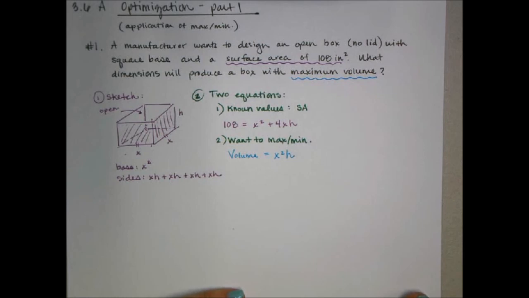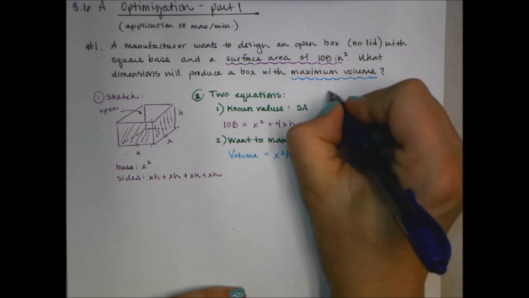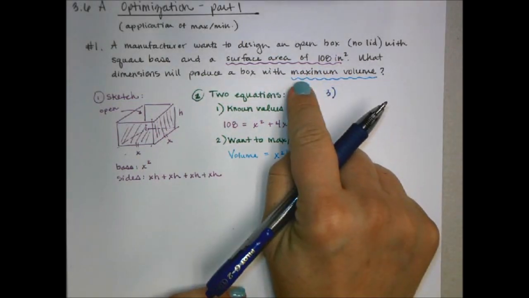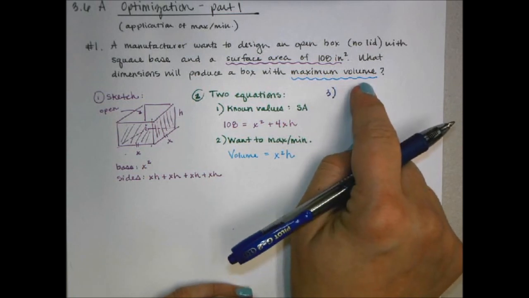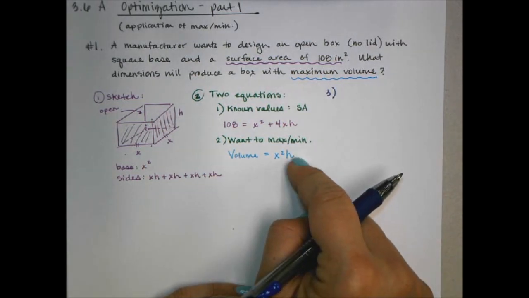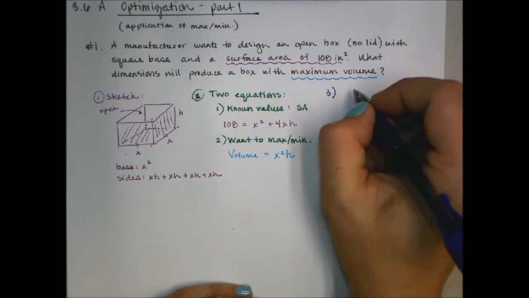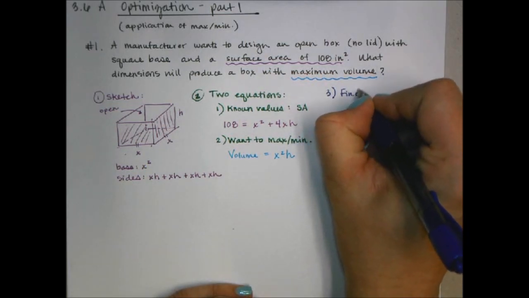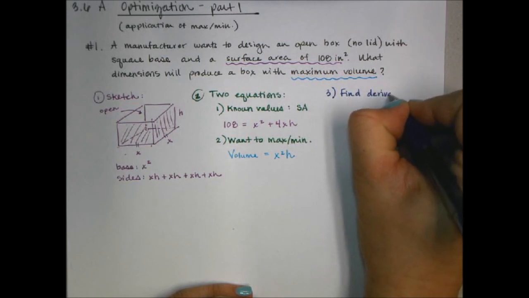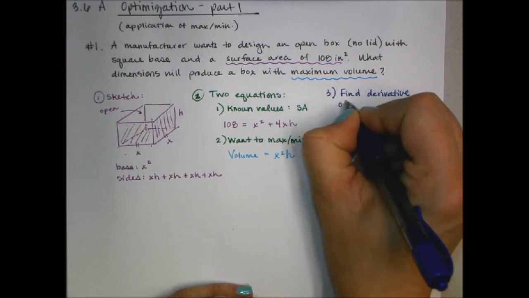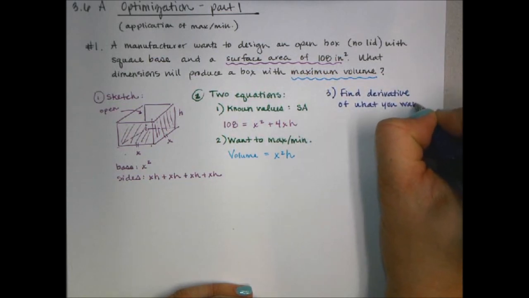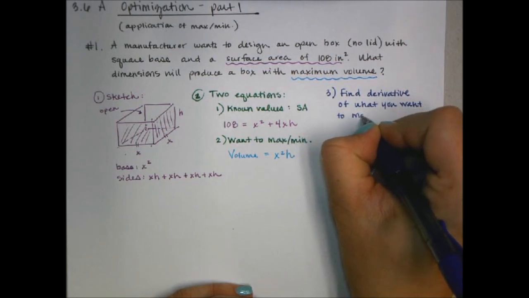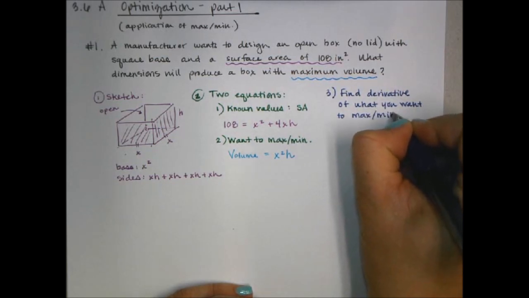So the third step, to find that maximum of the volume, remember to find the maximum, we want to find its critical numbers. We need to take the derivative and set it equal to 0. So find the derivative of what you want to maximize or minimize, depending on the problem, and then set that equal to 0.